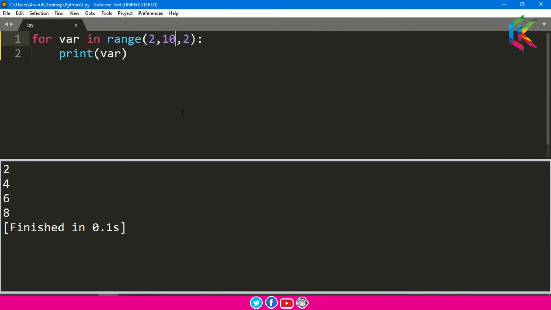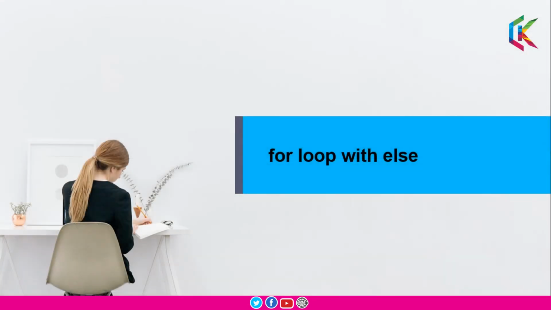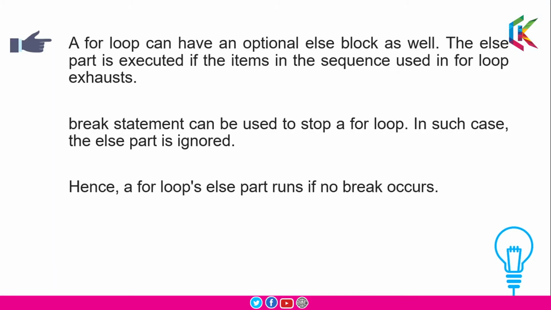Now moving on to the next topic, for loop with else. A for loop can have an optional else block as well. The else part is executed if the items in the sequence used in the for loop are exhausted. A break statement can be used to stop a for loop, and in such cases the else part is ignored. So a for loop's else part runs if no break occurs. Let's open up Sublime Text and see the example.